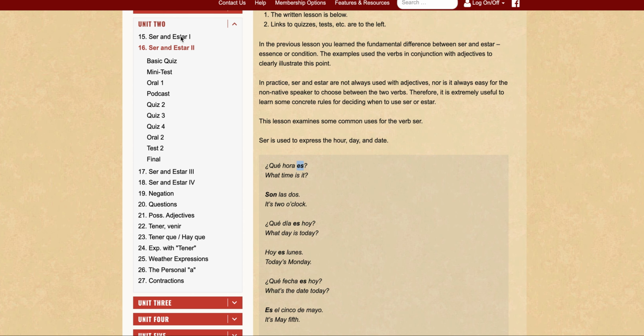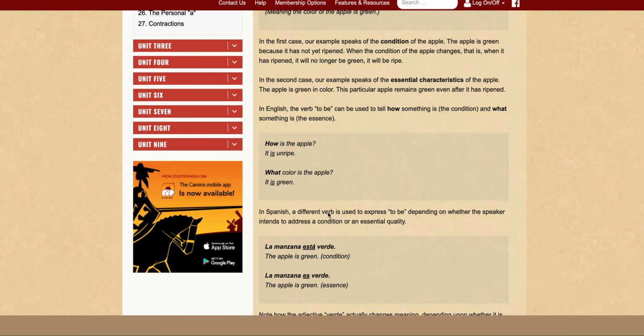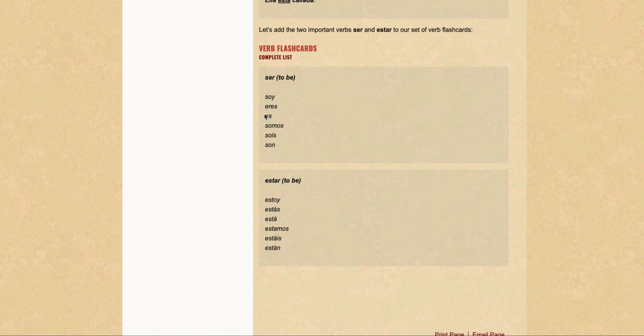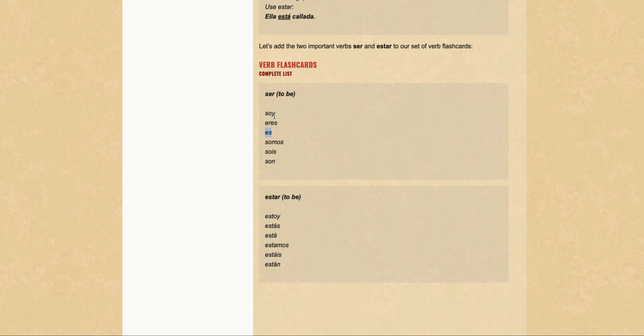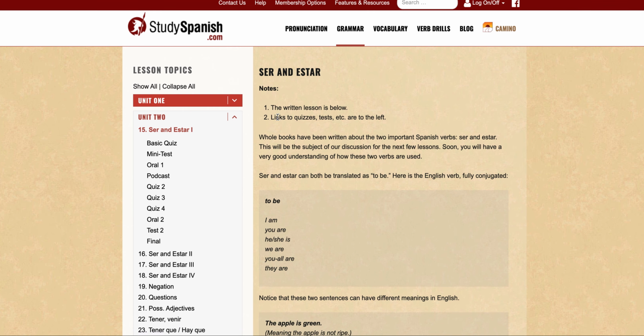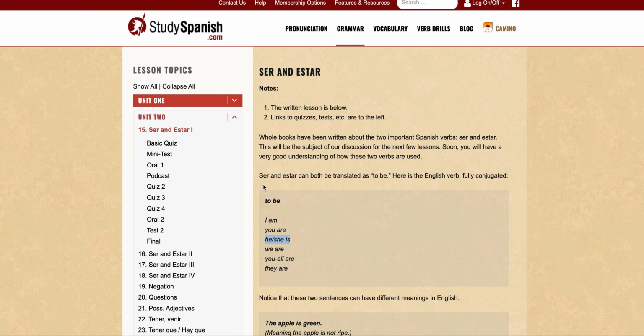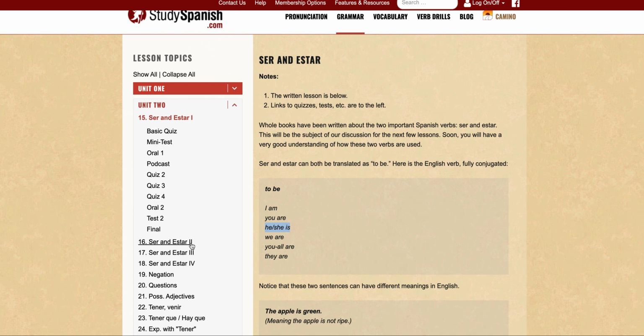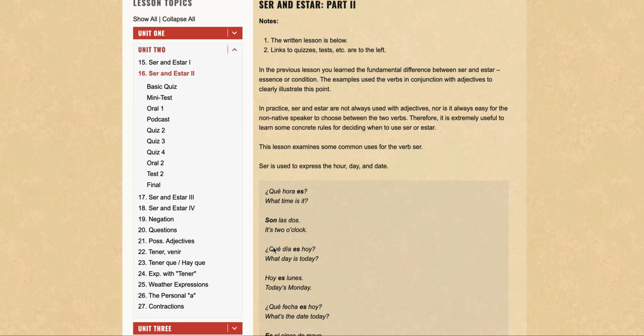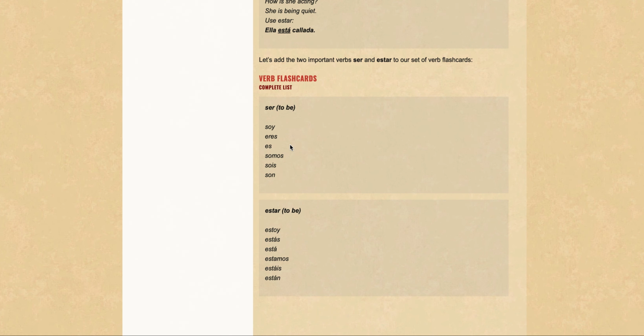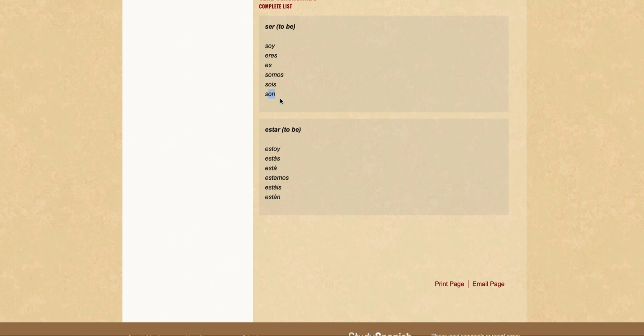And if we think about the different forms of ser, so es comes here, the third, which would mean that he or she is, right? So ¿Qué hora es? What time is it? Son las dos. It's 2 o'clock. It's in the beginning, and son is, I think, the last one. Yeah. Están, son.